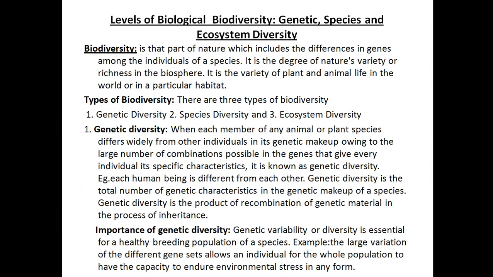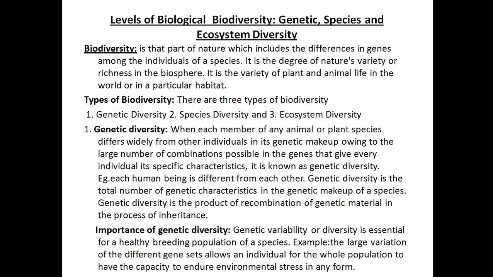First, let us start off with levels of biological diversity: genetic, species, and ecosystem diversity. But before this, first let us know what is biodiversity. Biodiversity is that part of nature which includes the differences in genes among individuals of a species. It is the degree of nature's variety or richness in the biosphere. It is the variety of plant and animal life in the world or in a particular habitat.